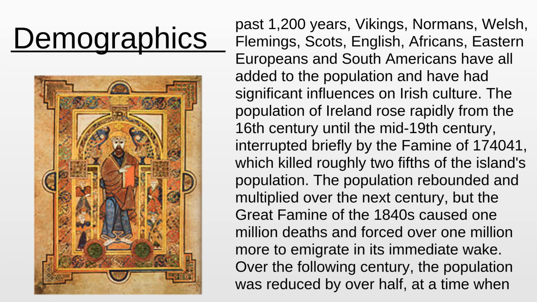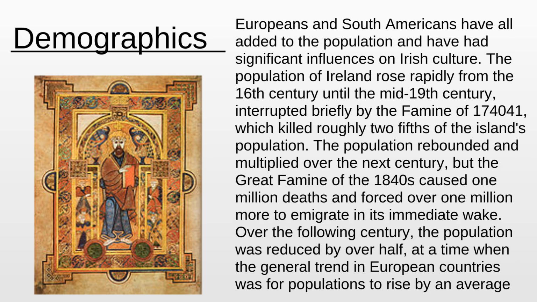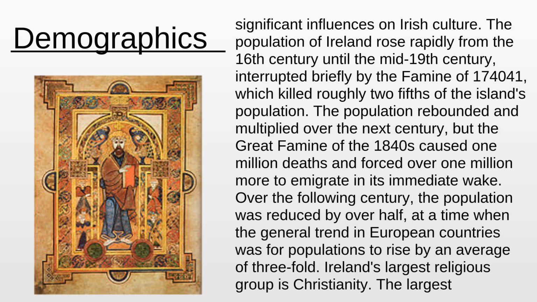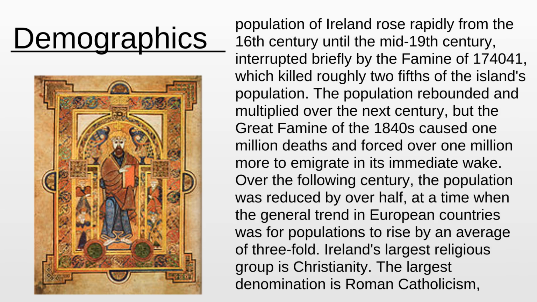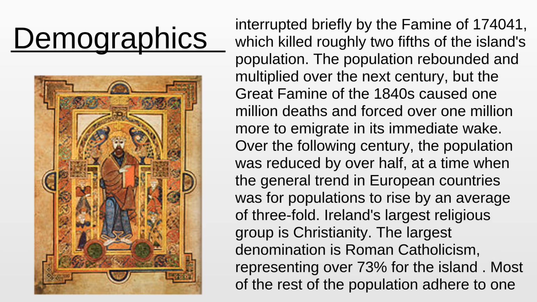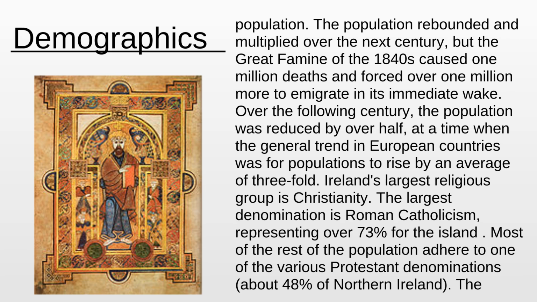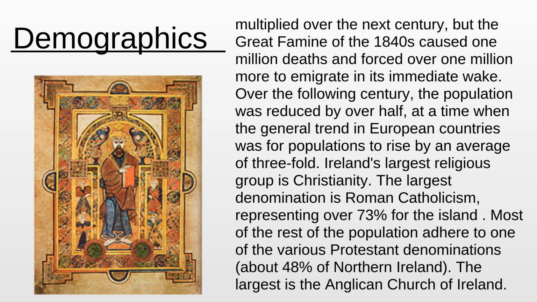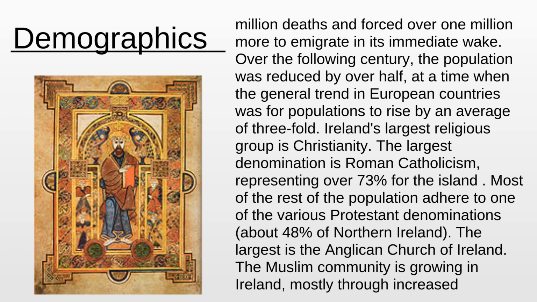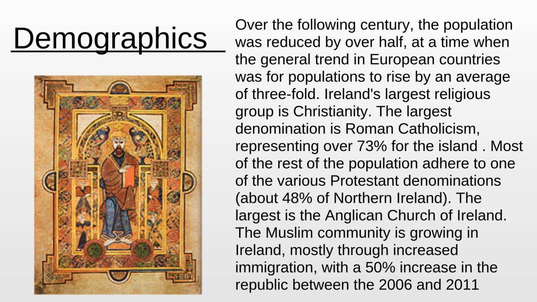Over the past 1,200 years, Vikings, Normans, Welsh, Flemings, Scots, English, Africans, Eastern Europeans and South Americans have all added to the population and have had significant influences on Irish culture. The population of Ireland rose rapidly from the 16th century until the mid-19th century, interrupted briefly by the famine of 1740 to 1741, which killed roughly two fifths of the island's population. The population rebounded and multiplied over the next century, but the Great Famine of the 1840s caused 1 million deaths and forced over 1 million more to emigrate in its immediate wake.